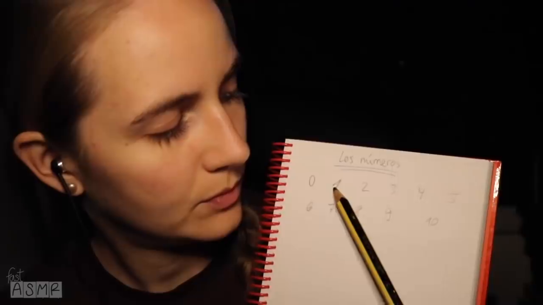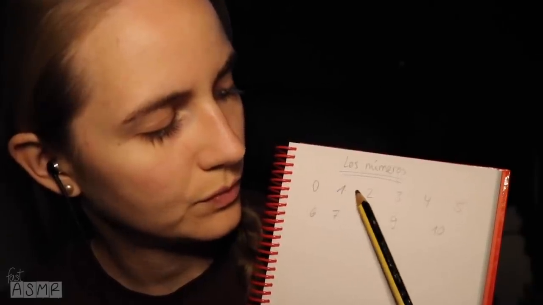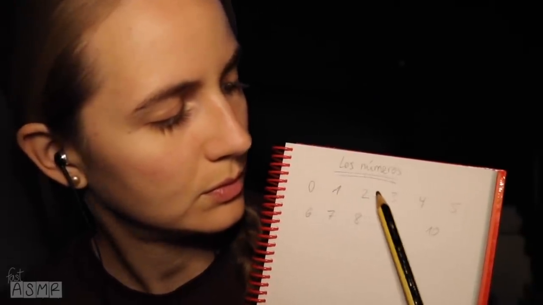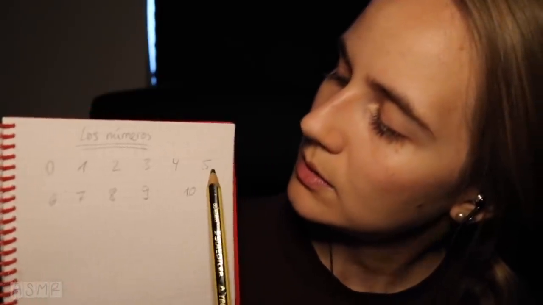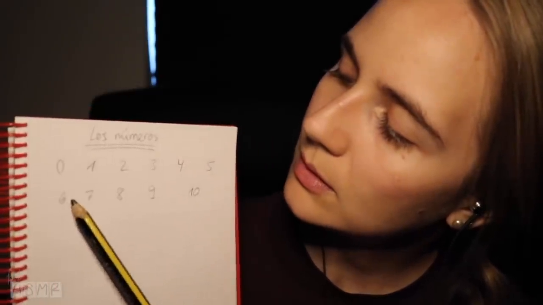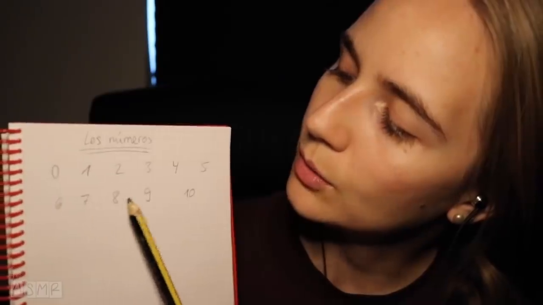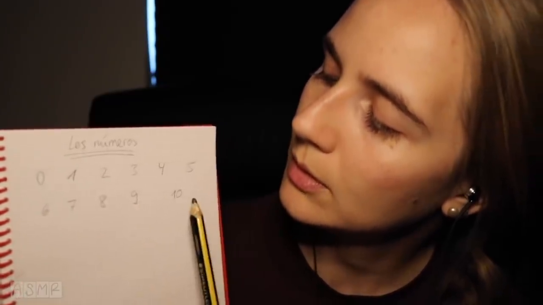Cero, uno, dos, tres, cuatro, can you see that? 5, 6, 7, 8, 9, 10. It's pretty straightforward, if you ask me. I'm gonna spell out those numbers.